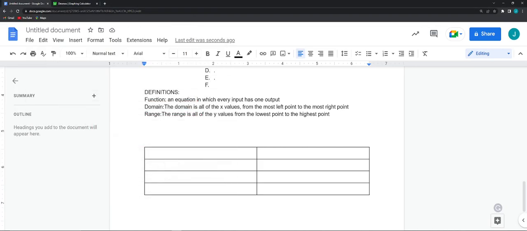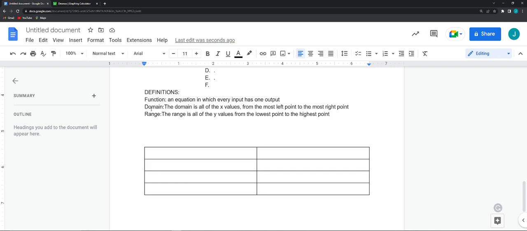Hello, this is my math journal video project on functions. So first, we're going to start with definitions. We can define a function as an equation in which every input has one output, or a graph, or a table, but they all come back to each other.